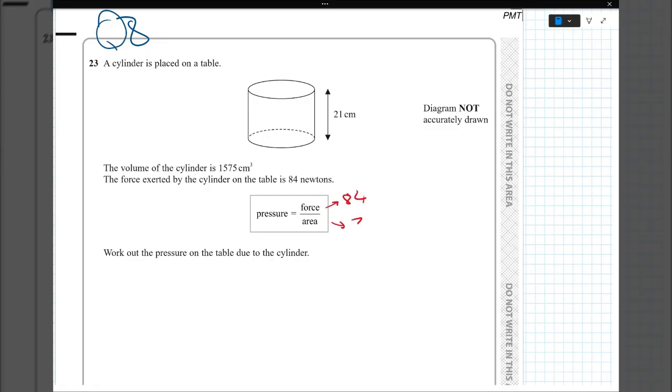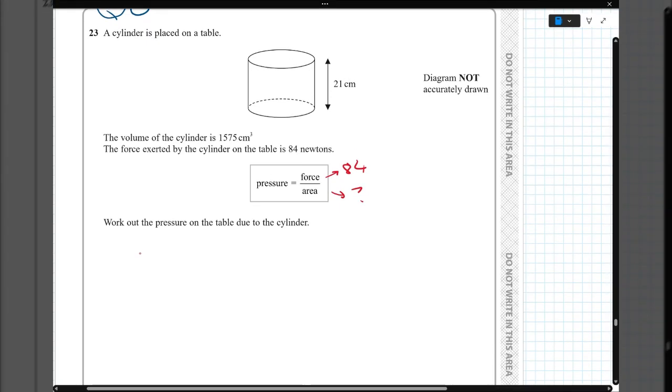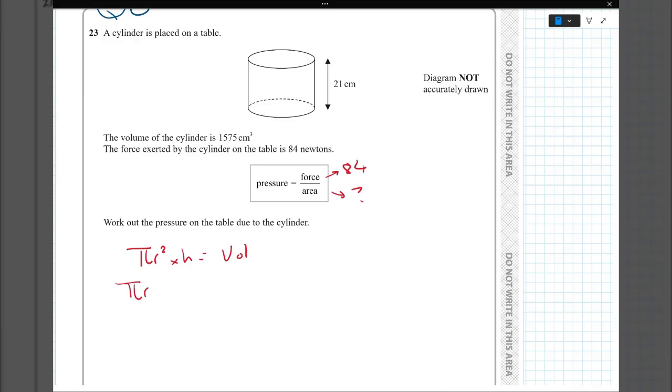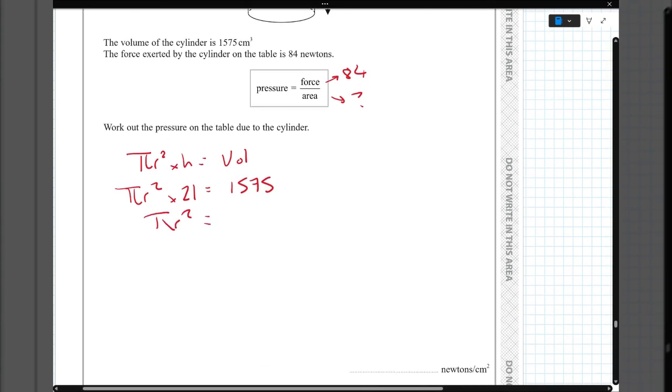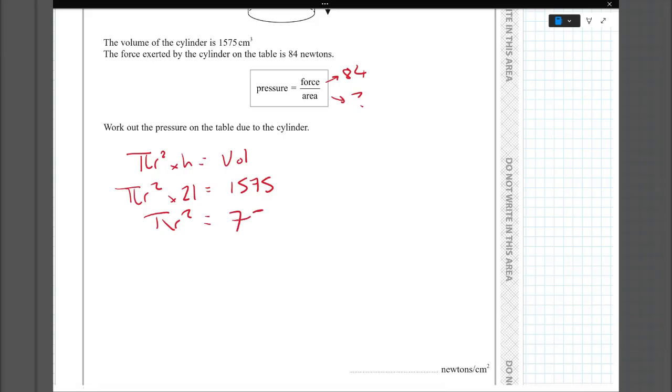So I'm going to need to know the area. And we can work that out because pi r squared times by the height will give us the volume of the cylinder. Pi r squared times by 21 is equal to 1,575. Pi r squared, 1575 divided by 21 is 75. So, and that's it. I don't need to go any further actually, because that is the area of the circle. I was going to go a bit further there.